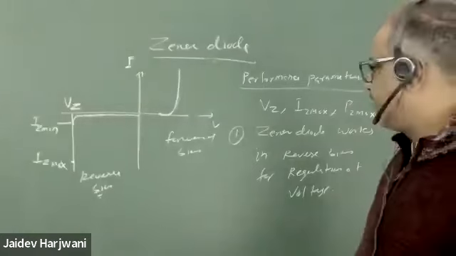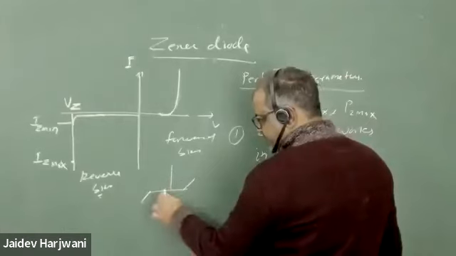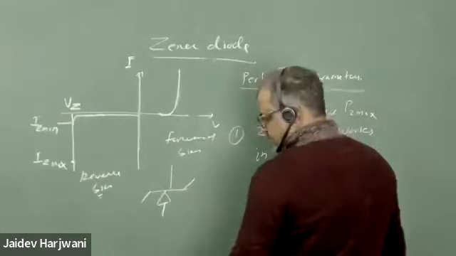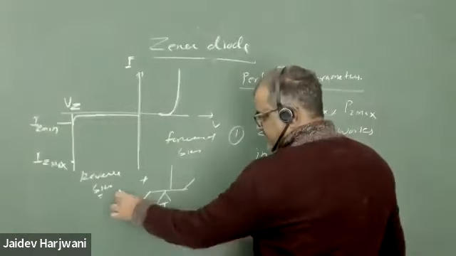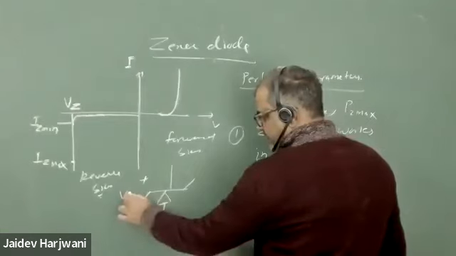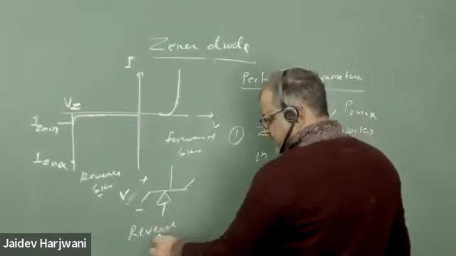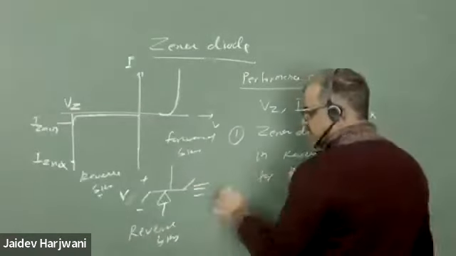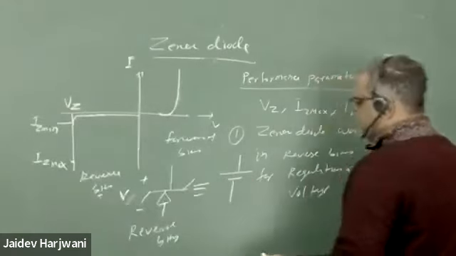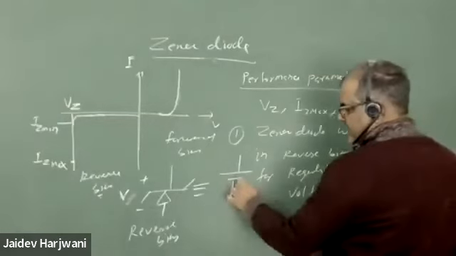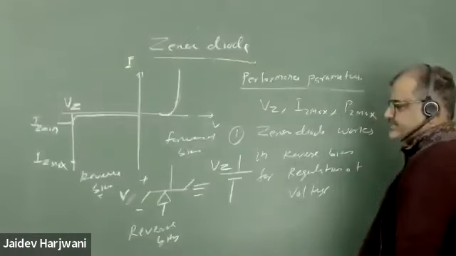Now, how can we treat a Zener diode in the circuit? This is the symbol of a Zener diode. When this type of voltage is applied, that is, when the diode is in reverse bias, we will replace the Zener diode by a voltage source called VZ.